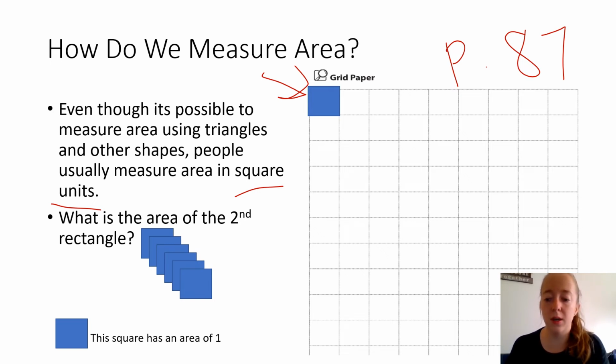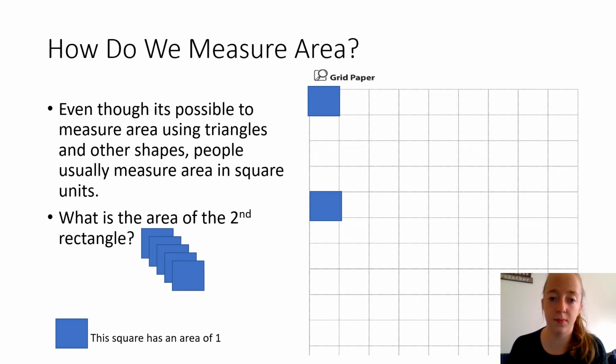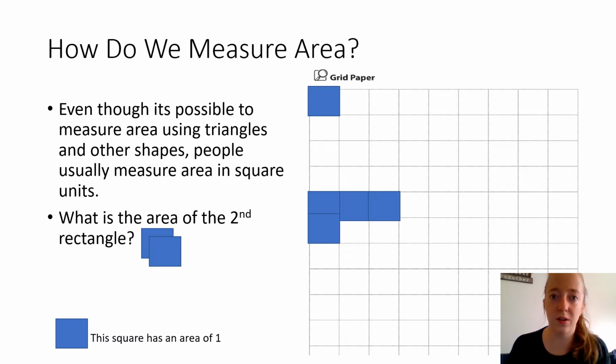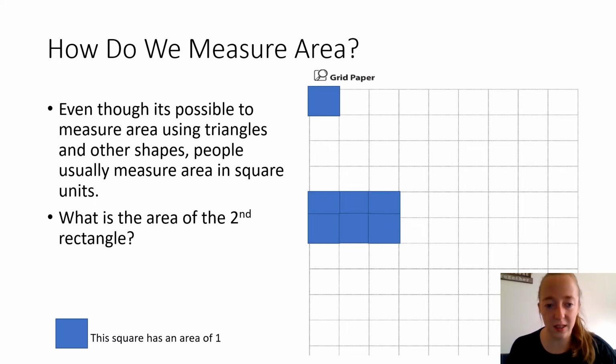Okay, so we're going to measure the area of a rectangle. Let's count together as we measure the area of this rectangle that we're going to make right now. 1, 2 square units, 3 square units, 4 square units, 5 square units, 6 square units. So what is the area of this rectangle? Right, it is 6 square units.